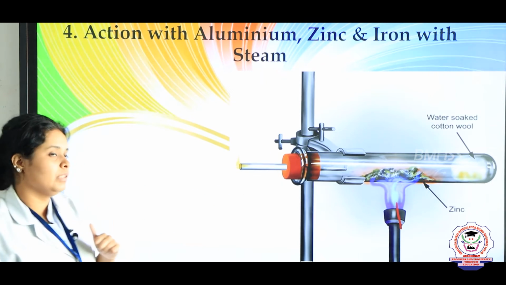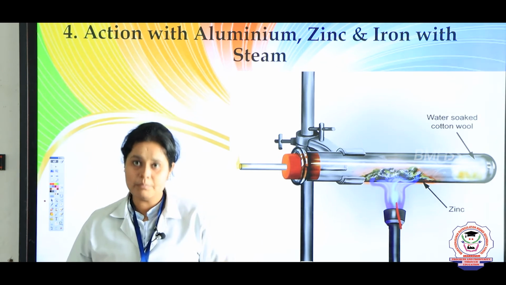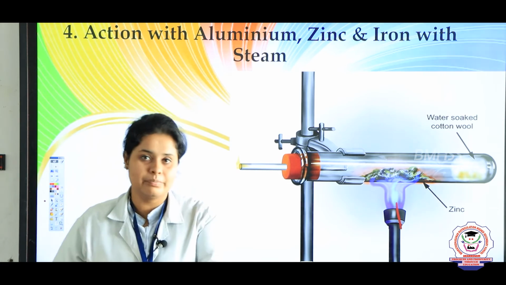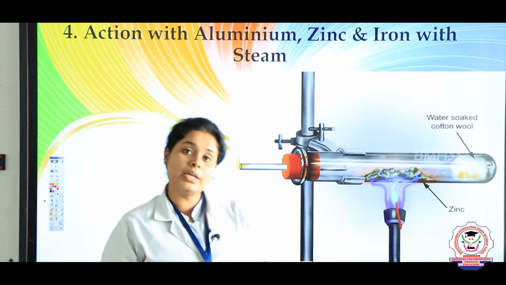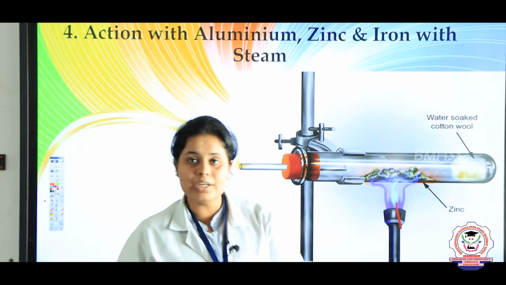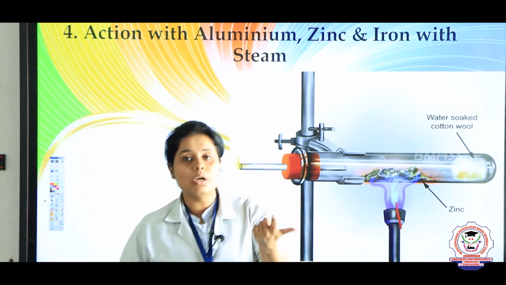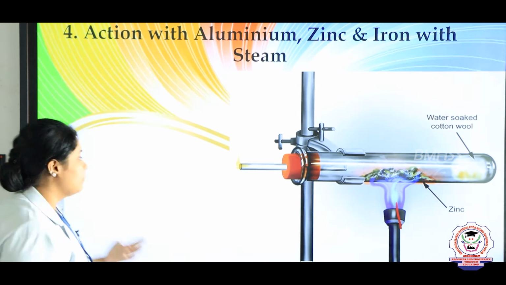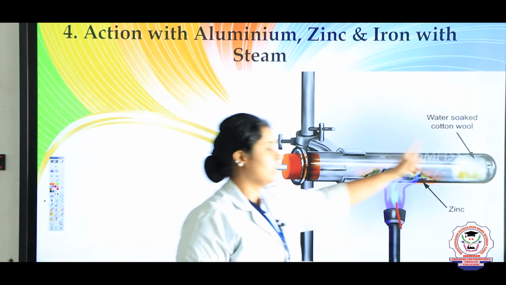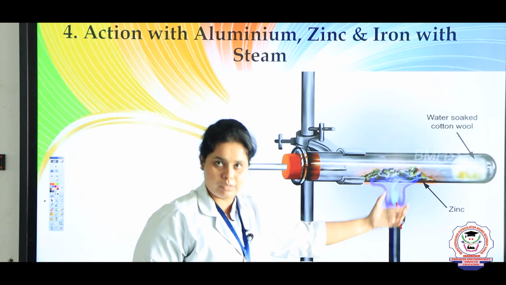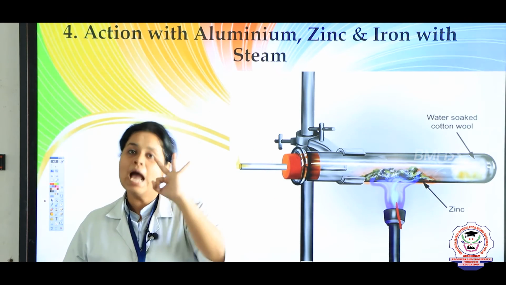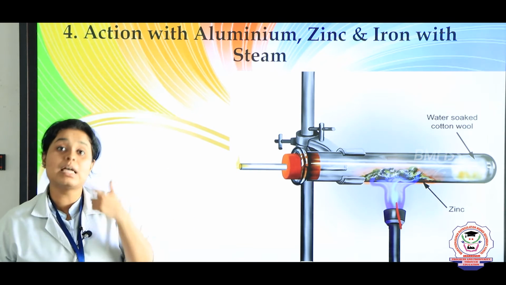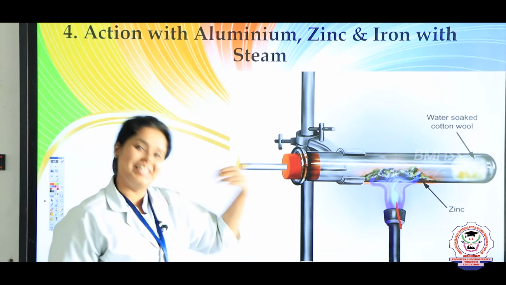Now let's see what happens if you are taking the other metals, which are aluminium, zinc and iron. Generally these metals are a little less reactive. Normally they won't react. So here you will not treat them with cold water or hot water. You will directly treat them with steam, which is hot vapors. Again you are taking a cotton wool, in that you are keeping your metal, let it be zinc, aluminium or iron, and it will get heated up, and at the corner if the flame comes, that shows that hydrogen gas is getting liberated.